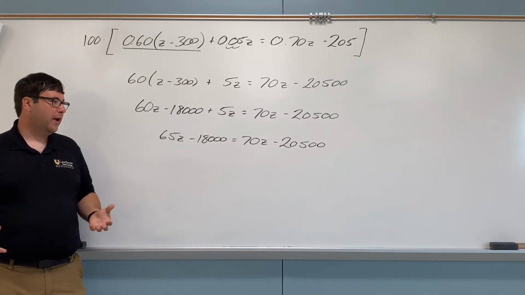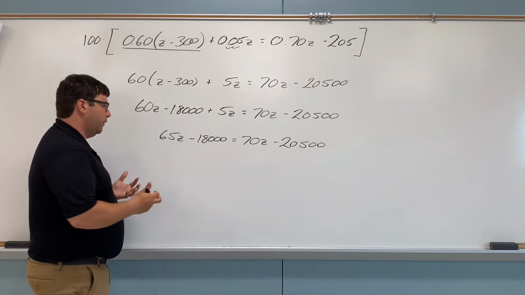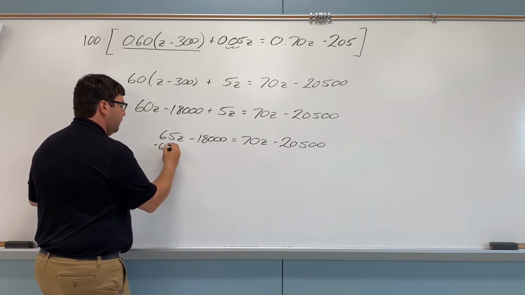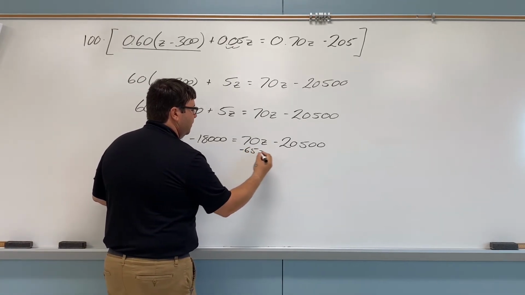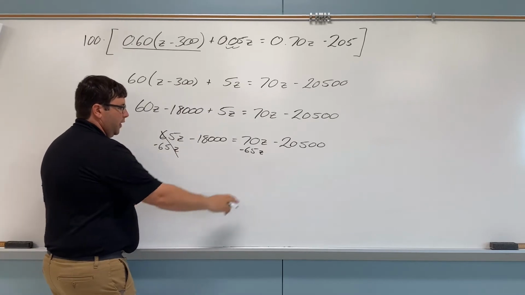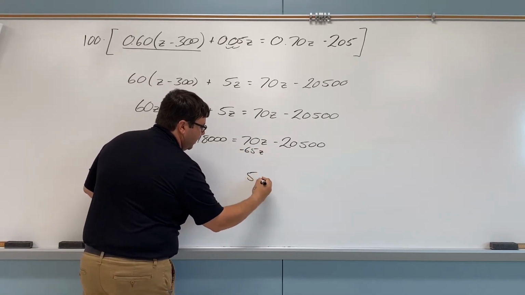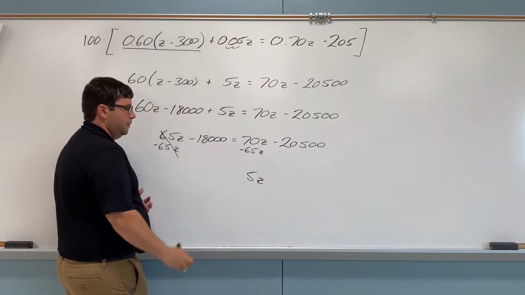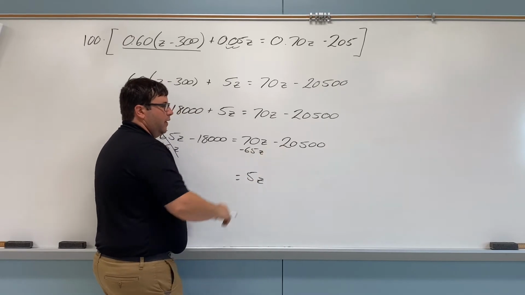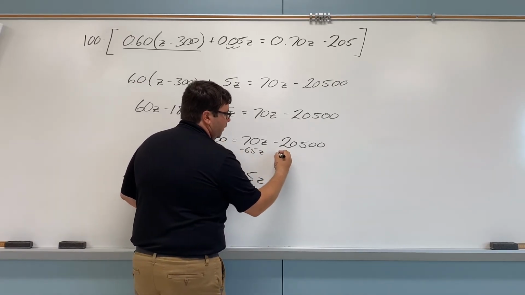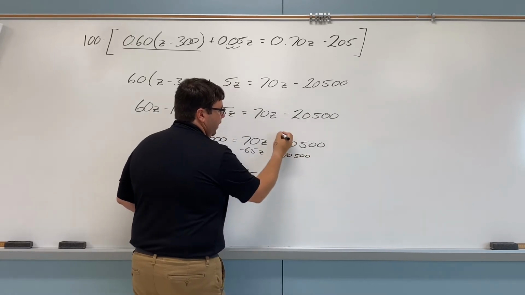Now we need to combine our like terms. Again, I like to keep my variable positive, so I'm going to subtract 65z from both sides here. Effectively, in this spot, 70 minus 65 is going to give me 5z. On this side, I have 20,500 and I'm going to move it, so I'm going to add 20,500 to both sides.